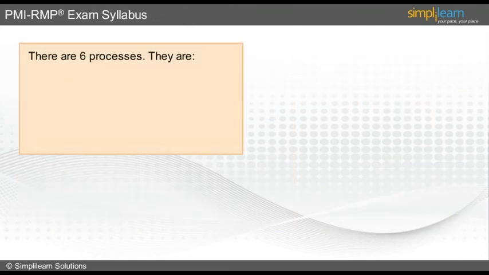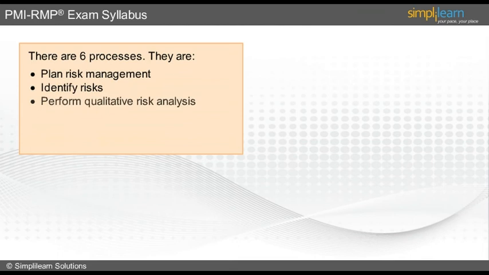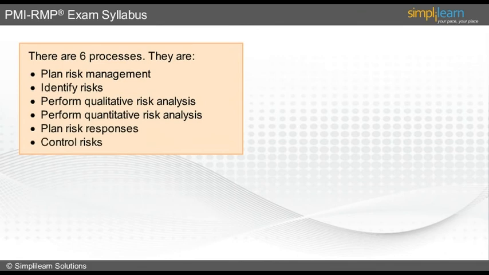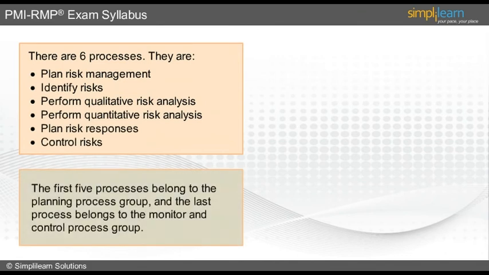Apart from the 4 project risk domains mentioned in the previous slide, we need to know the 6 processes that PMI recommends for effectively planning and monitoring risks on the project. The people who are already qualified as PMP know the project risk management knowledge area contains 6 processes, namely plan risk management, identify risks, perform qualitative risk analysis, perform quantitative risk analysis, plan risk responses, and control risks. The first 5 processes come under Planning Process Group, and the last one comes under Monitoring and Controlling Process Group.